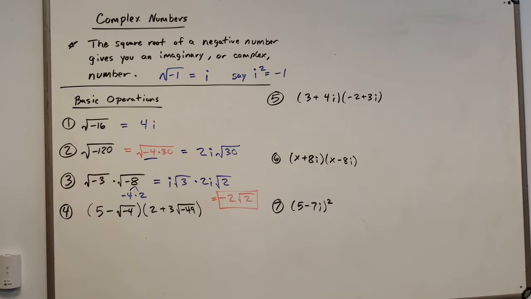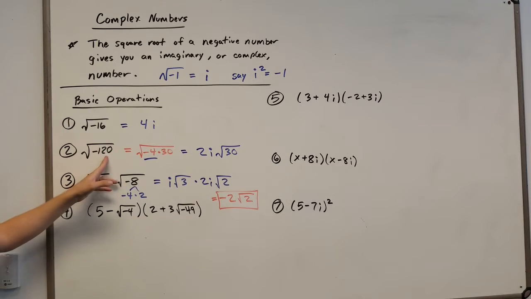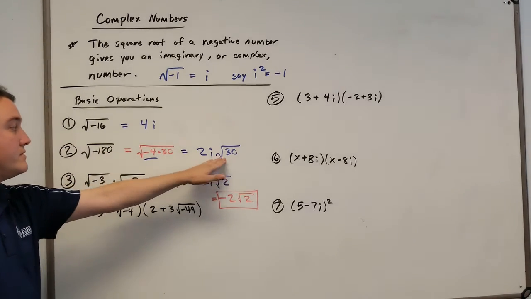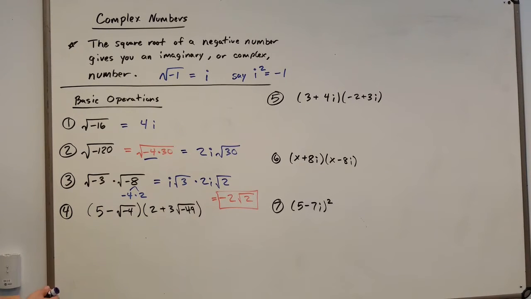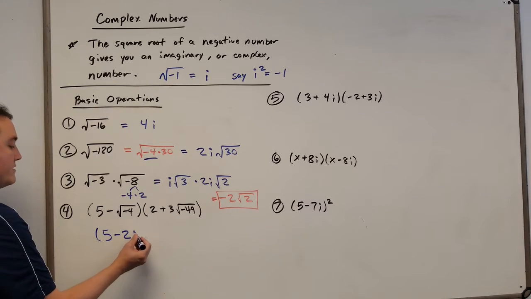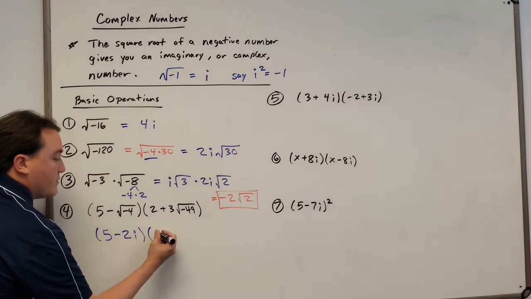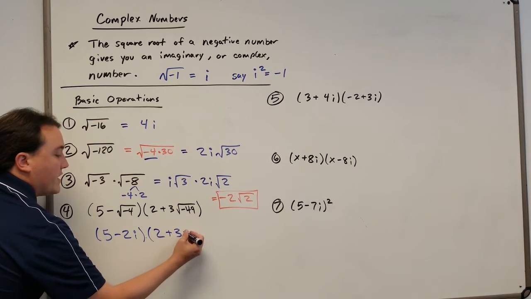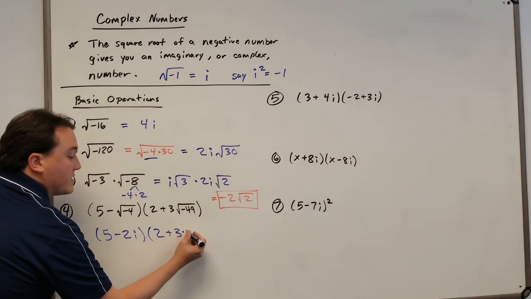So it really just comes down to, if you take the square root of a negative number, you turn the negative into the i. And then sometimes it won't be perfect, so you might still have some left. But if you have a negative in there, take it out, and it becomes i. So like here, we have 5 minus 2i, because the square root of negative 4 is 2i, times 2 plus 3 times the square root of negative 49, which is 7i. So we could say times 7i.